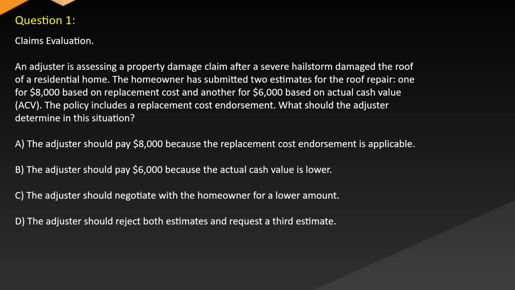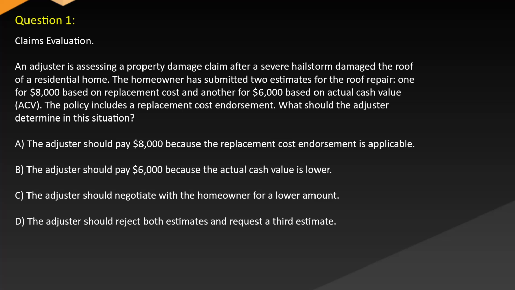Question 1. Claims evaluation. An adjuster is assessing a property damage claim after a severe hailstorm damaged the roof of a residential home. The homeowner has submitted two estimates for the roof repair, one for $8,000 based on replacement cost and another for $6,000 based on actual cash value (ACV). The policy includes a replacement cost endorsement.